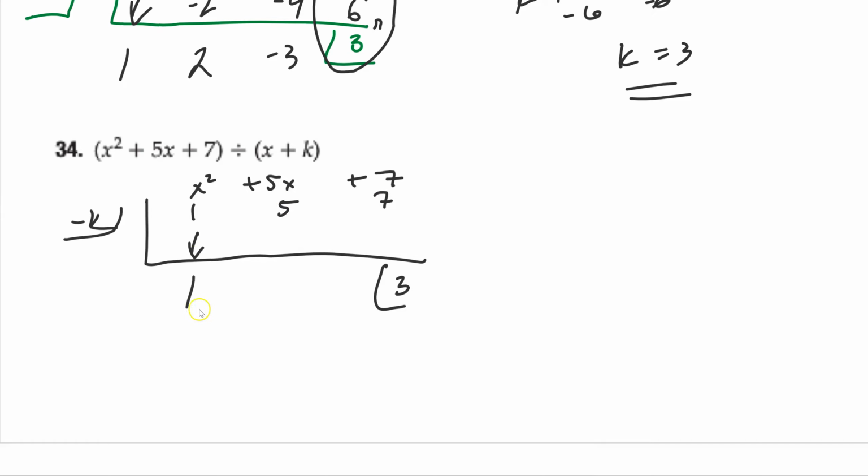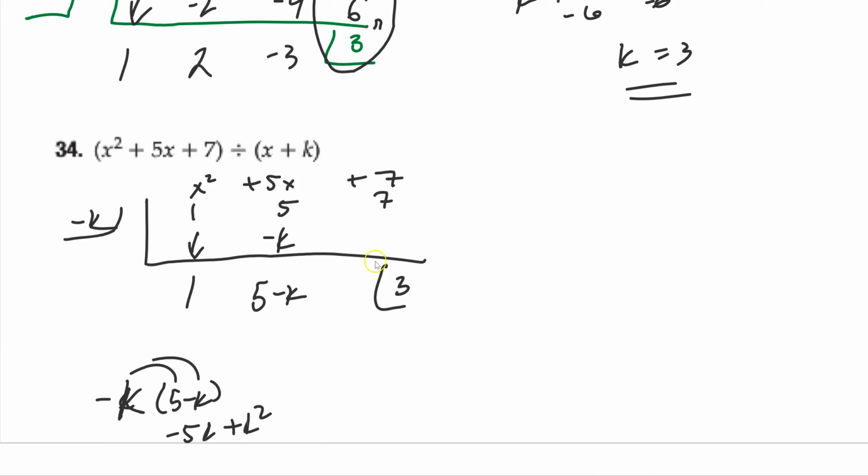Right, bring the first one down. Multiply across, so -k. Add 5 minus k. Multiply, that's not going to be pretty, but you're going to get -k times 5 minus k. Distribute: -5k plus k squared. And again, how does this work? Like it always works. We add these two, and it equals this one. So I have k squared minus 5k plus 7 equals 3.